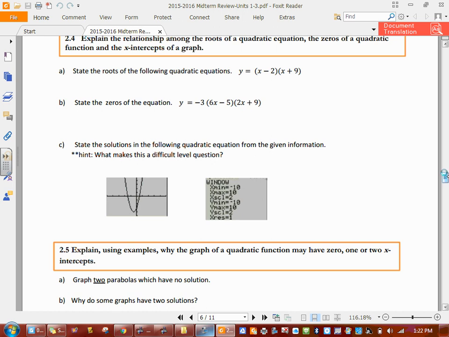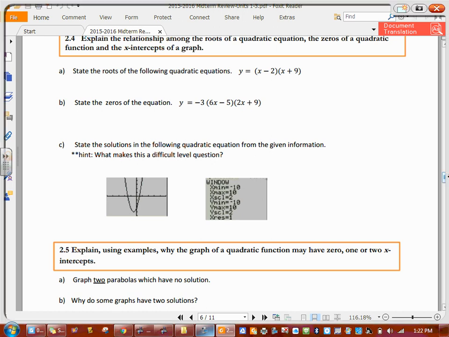So in this case, what makes this bracket equal to 0? Positive 2. What makes this bracket equal to 0? Negative 9. So the solutions on A are 2 and negative 9.